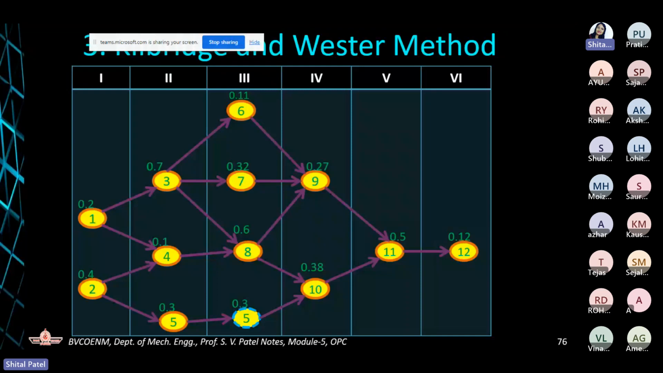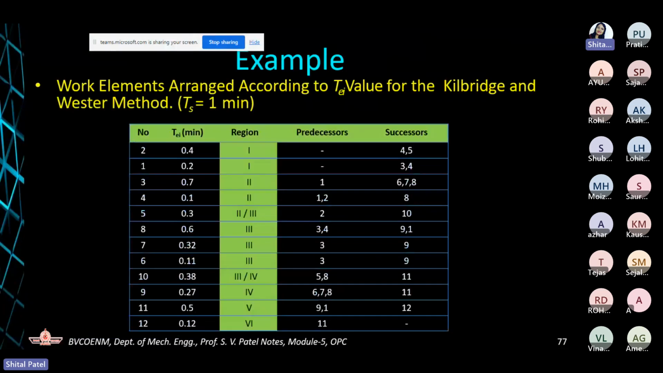And here in Kilbridge-Wester method, we are going to see the parallel activities, right? So that is going to be converted in terms of a number of columns over here. So whatever network diagram you are having, just project it. See, ultimately your results are going to be same. So don't worry about it. Okay. So here we have segregated the network diagram in terms of 6 columns. Okay. So here this column is mentioned in terms of the region.